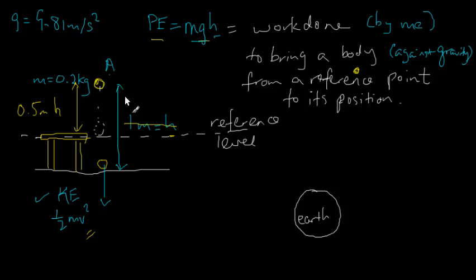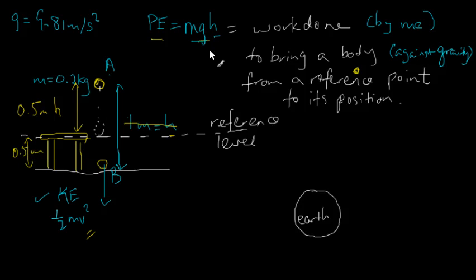Now I need to find the potential energy just before the ball hits the ground. Let me call this position B. So I need to find two values of the mgh, and then if I subtract those, I will get the kinetic energy. Let's see how it works. So let's say this is 0.5 of a meter. Then this height here would also be 0.5 of a meter.